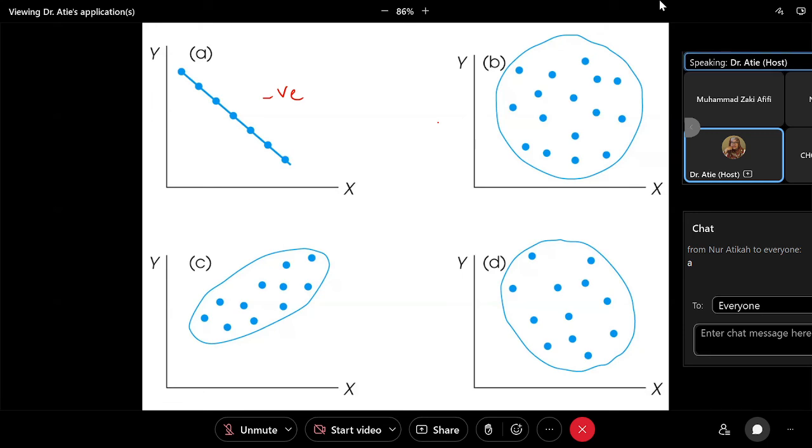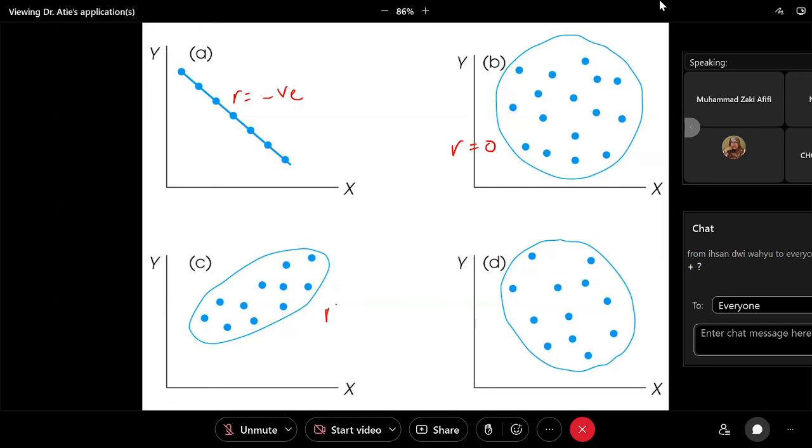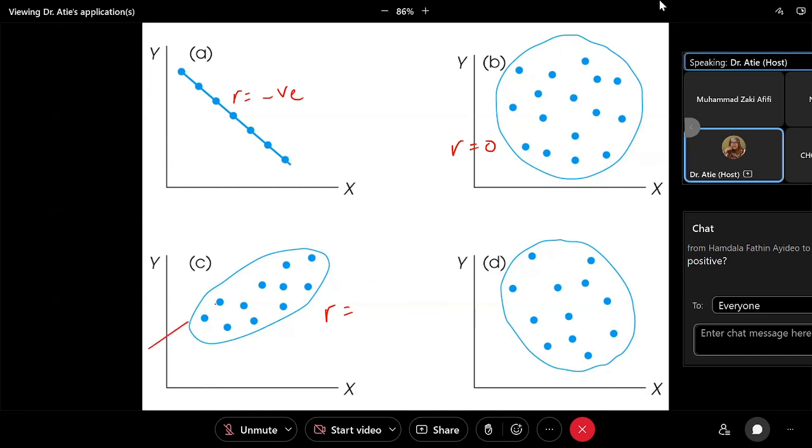How about C? What is the R? Anyone? What's the answer for C? Positive. Yes, it is positive. Just imagine if we draw a line, so it is positive. How about D? Yes, the relationship is 0, because we can hardly draw a straight line. So that's what I already explained about the correlation.